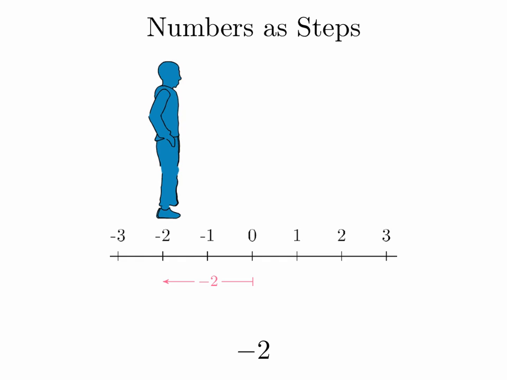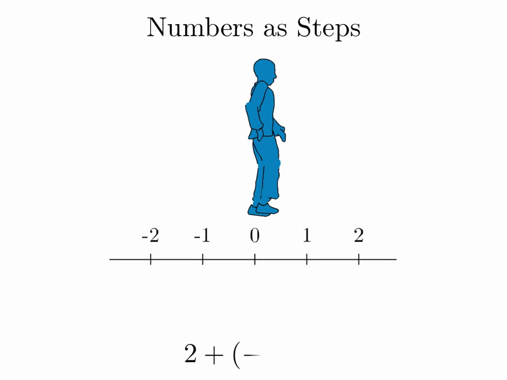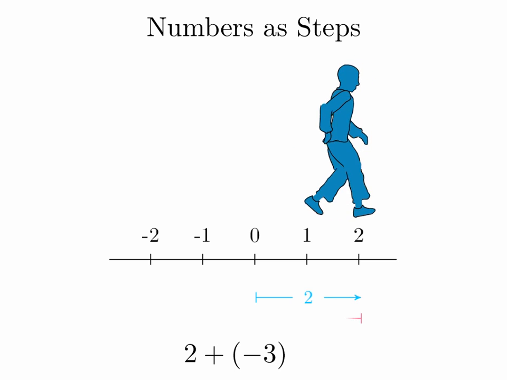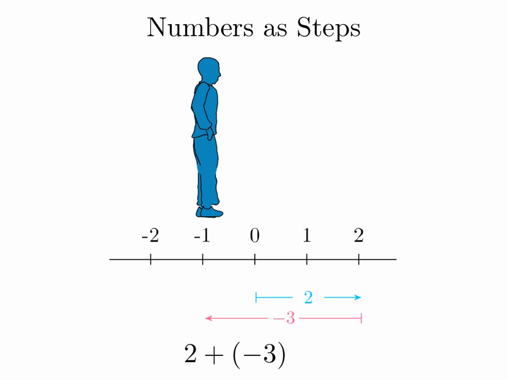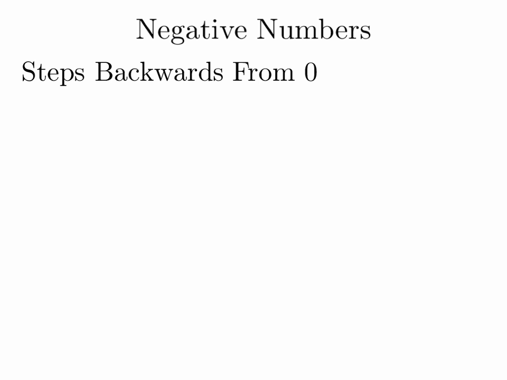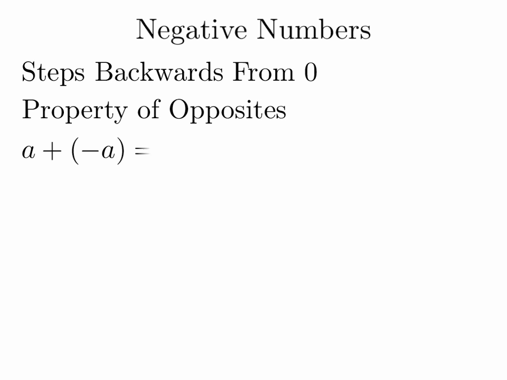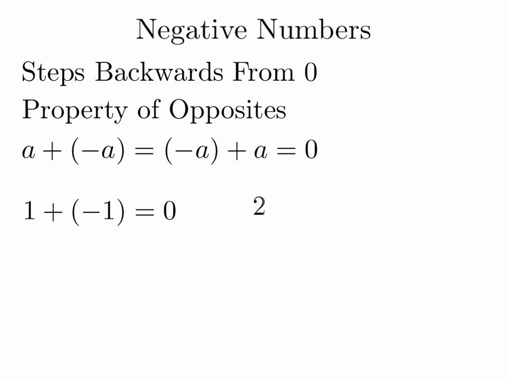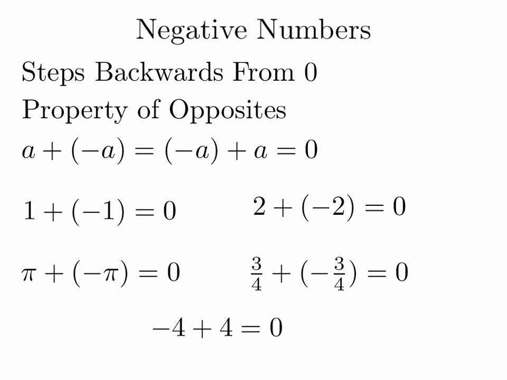And we could do a little bit more complicated things. So let's say in this example we want to do 2 plus -3. Well, that's going to be 2 steps forward, and then 3 steps back. So you ended up at 1 step back from where you originally started. So you can think of negative numbers essentially as steps backwards from 0. And negative numbers always have the property of opposite. That's essentially saying if you go forward 5 steps and then you go back 5 steps, you're at your starting point. Same way, like in our final example here, if you go back 4 steps and forward 4 steps, you're back at your starting point.